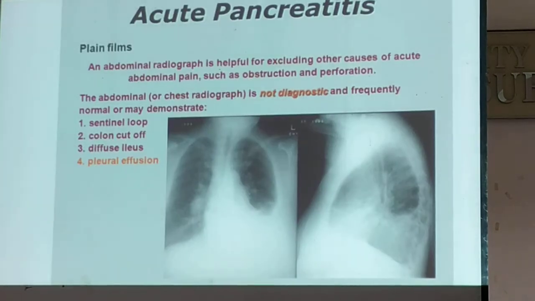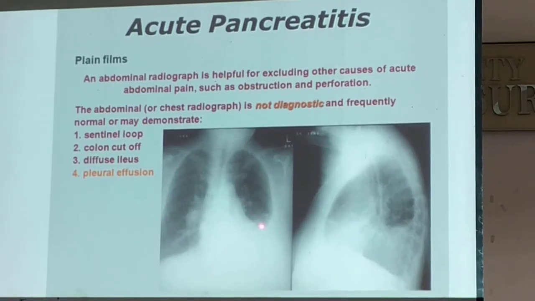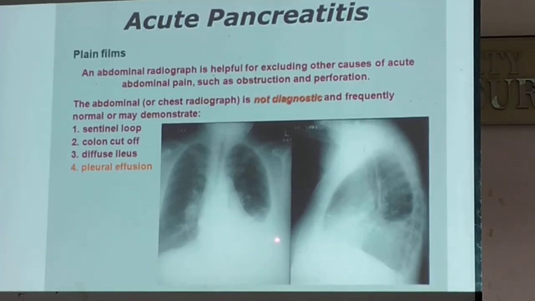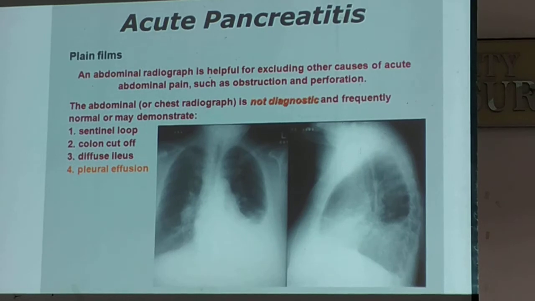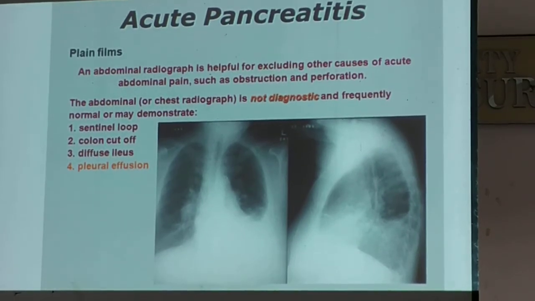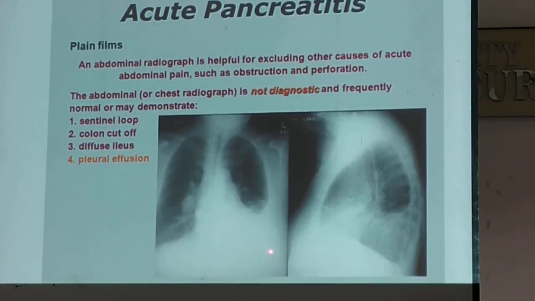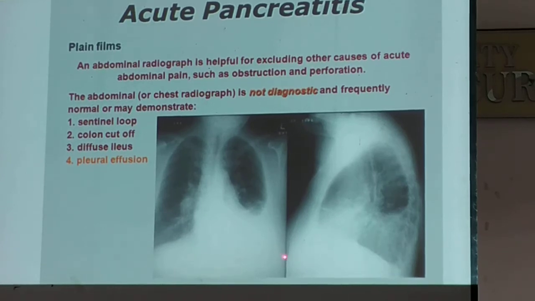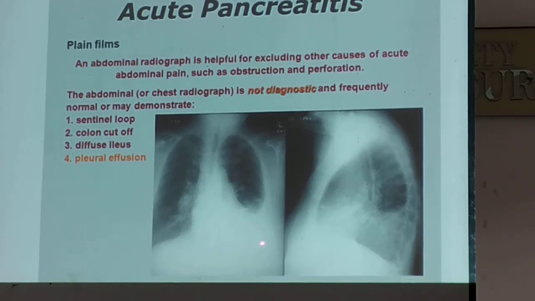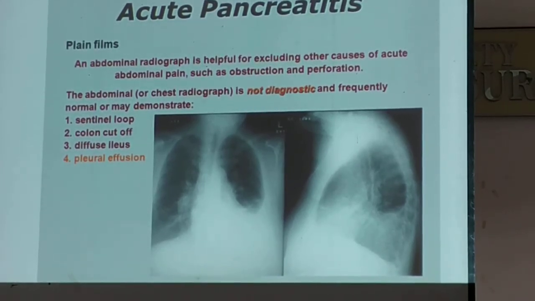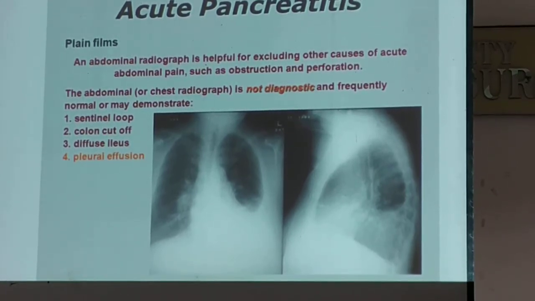Aside from the colon cut-off sign, another sign would be your pleural effusion. Again, you can only establish your diagnosis of pleural effusion by doing lateral decubitus. This one, the affected side would be the left costophrenic angle. It's being obscured or blunting of your left costophrenic sinus or angle. So you would request for left lateral decubitus for you to establish your diagnosis of pleural effusion left. Okay?